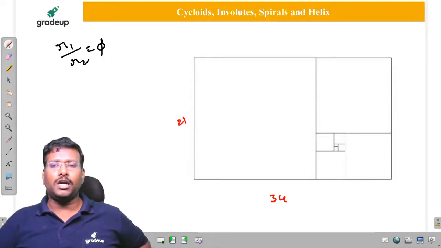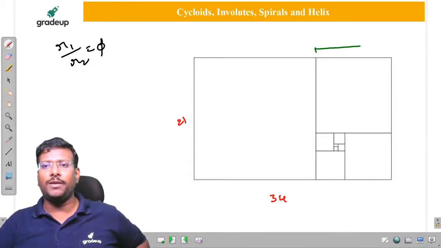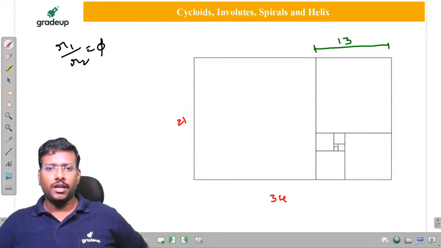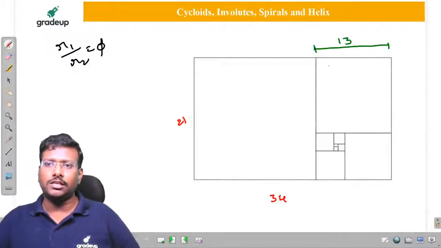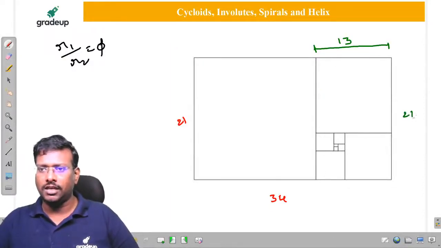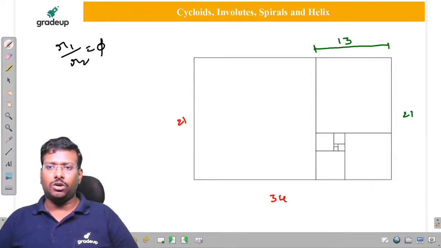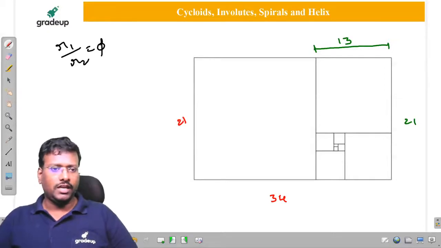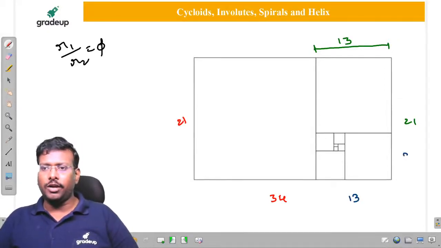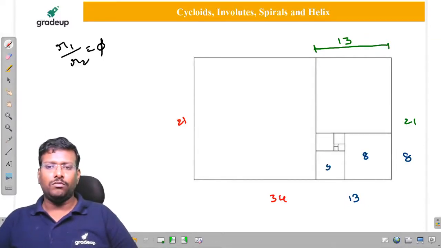What is the largest square possible, sir? 21 by 21. Then how much will it become? It is going to be 13. Am I right or not? 13 we are going to get. So in 13 by 21, a 13 by 13 square is possible. Now here it is going to be 13 and 8. If you make an 8 by 8 square, then it will become 5, 3, 2, 1 like this.